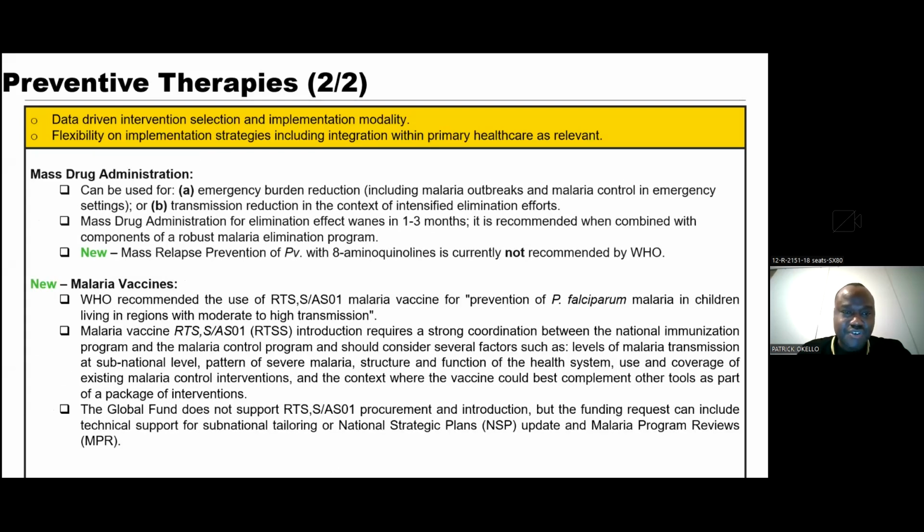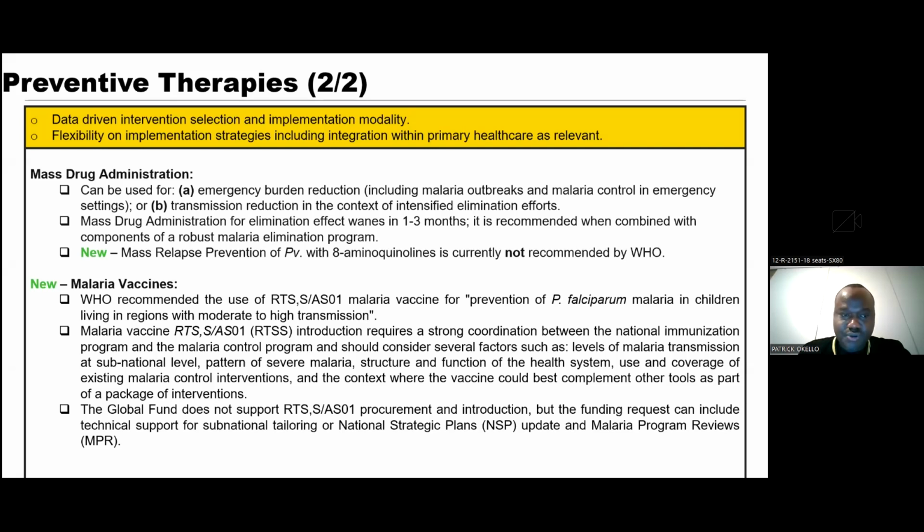For mass drug administration, as you all know, there are really 2 main occasions when this is recommended. One in emergency burden reduction, if there are outbreaks or emergencies of other types. And then 2, in the intensified elimination efforts, we can deploy mass drug administration. However, we do know that its effect wanes within 1 to 3 months. So therefore, if you are doing this either in emergency burden reduction or in elimination efforts, it must be combined with a very robust malaria elimination program. Currently, WHO does not recommend mass relapse prevention of PV, so that will not be funded.